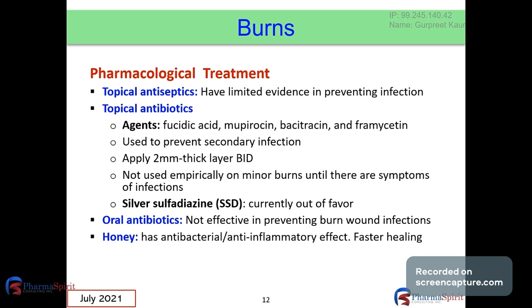The agents we use are fusidic acid, mupirocin, bacitracin, and chloramphenicol. And I'm sure some of you will ask and say, where is the silver sulfadiazine?